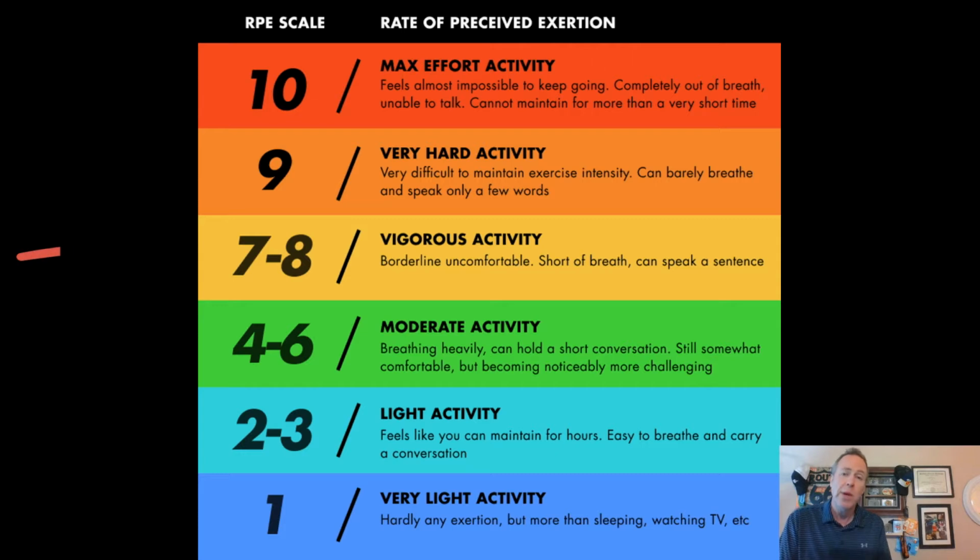7 through 8 is going to be more vigorous activity. This is on the verge of becoming uncomfortable. You become short of breath. You might be able to speak a sentence or two, but you're definitely feeling the effects of it, and it's a hard workout. My workout last night was between a 7 and an 8, and it pushed me. I would not have been able to carry on a conversation with someone because I was focused on the workout that I was doing.